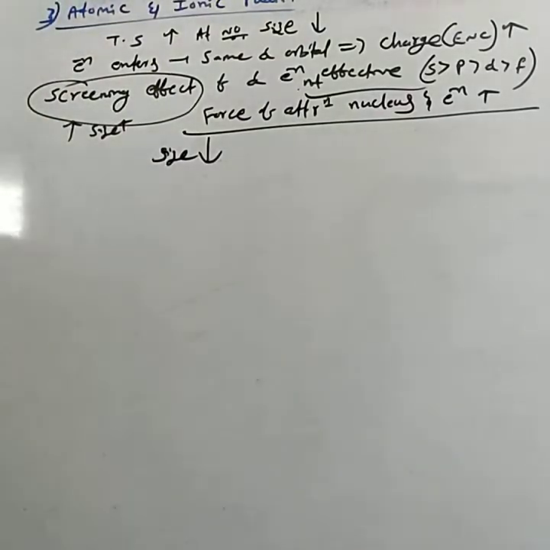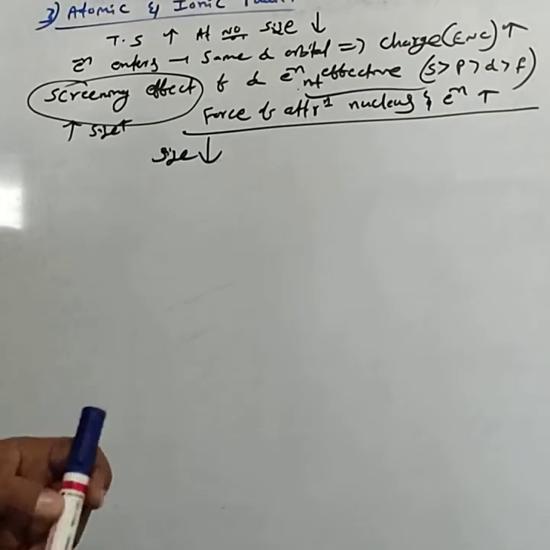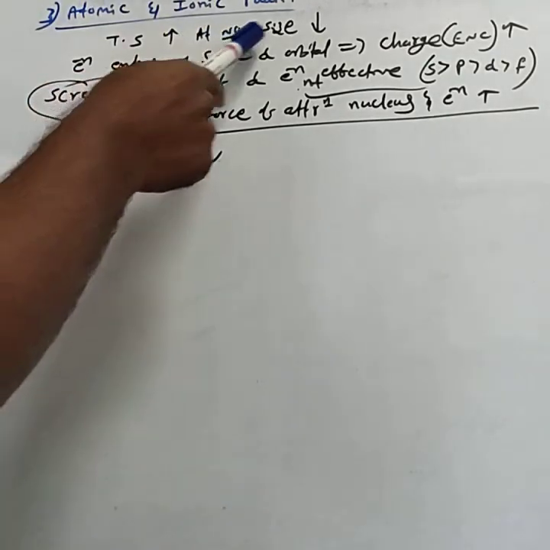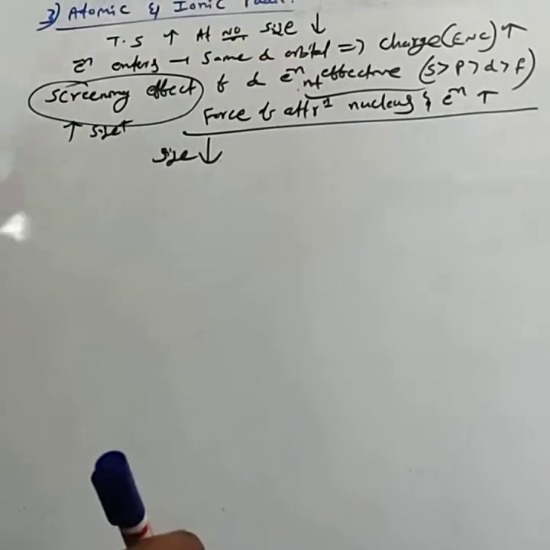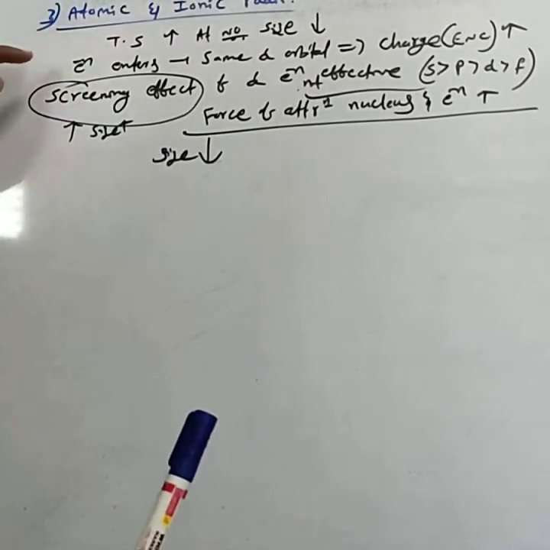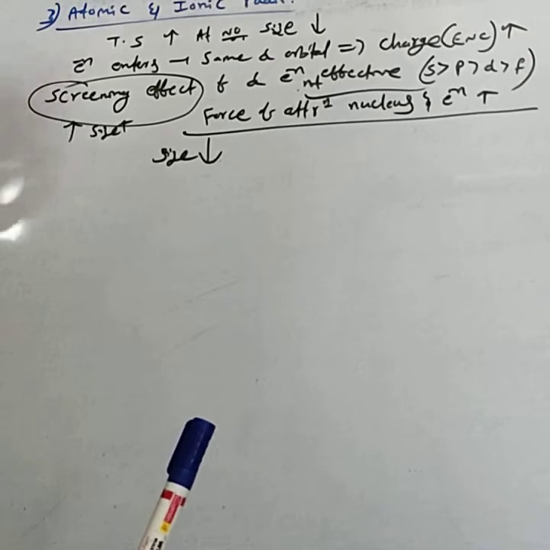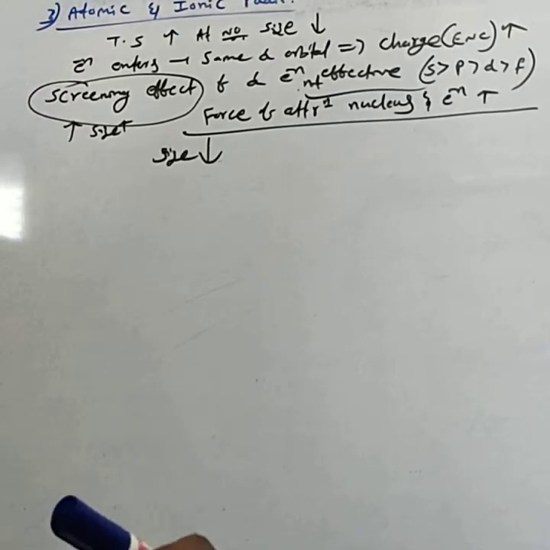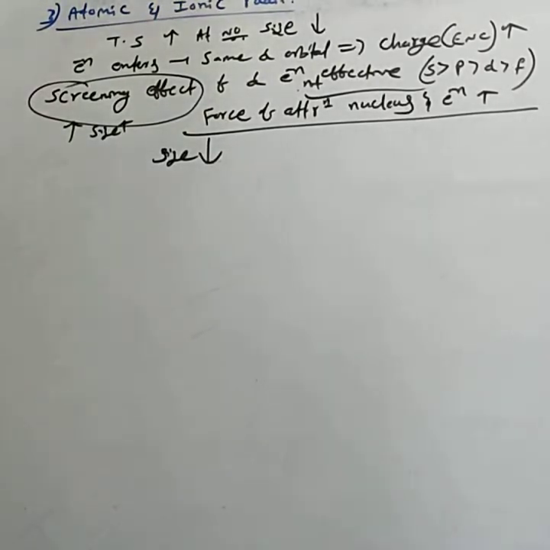That is, in a given transition series, with increase in atomic number, atomic size decreases. Why does atomic size decrease? This is the reason. The new electron enters the same d orbital, effective nuclear charge increases, the screening effect of the d electron is not much effective, and the force of attraction between the nucleus and the outermost electron increases, hence atomic size decreases.